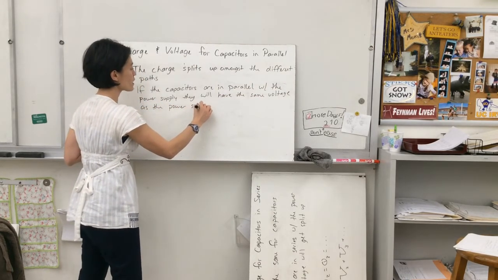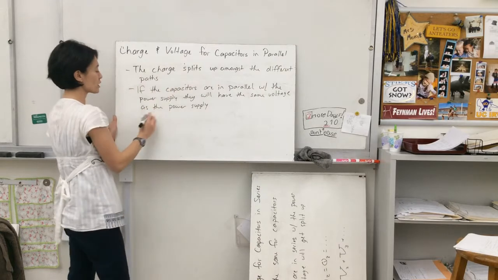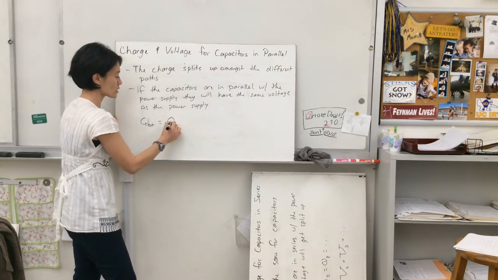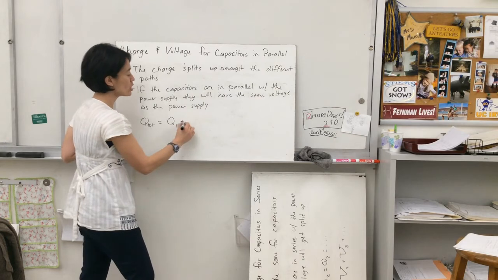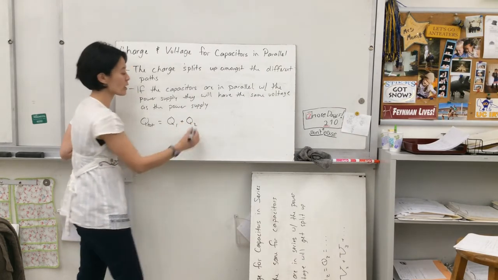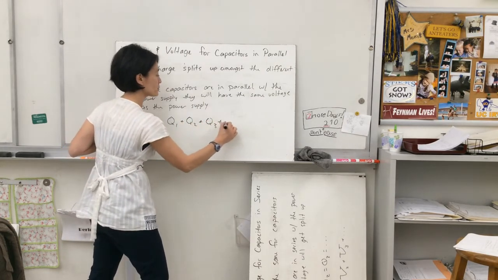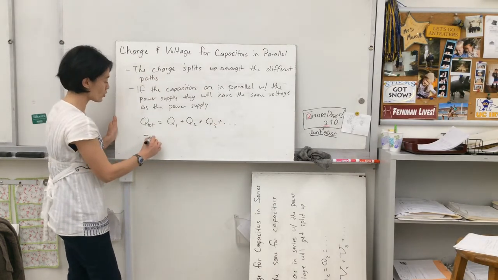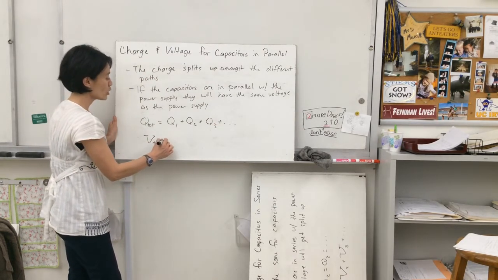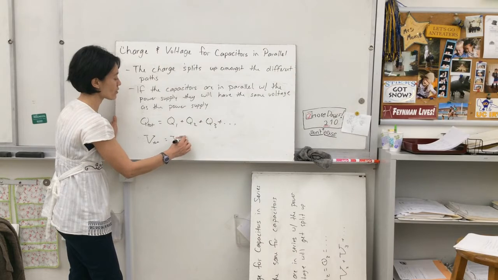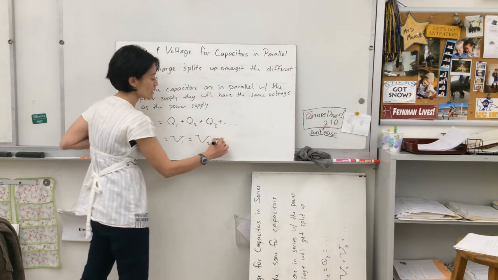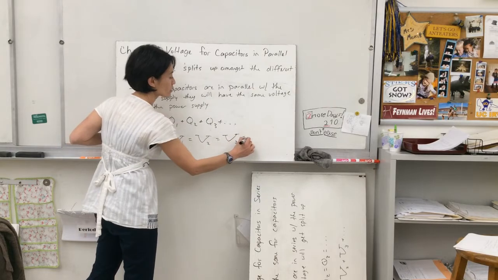So in terms of the equation, the charge is going to split up, so my total charge is going to equal the charge that gets deposited on the first capacitor, plus the charge that gets deposited on the second capacitor, plus etc. And then my relationship for voltage is that my total voltage that I have from my power supply would be the same voltage that I have on the first capacitor, and it's going to be the same voltage that I have on the second capacitor, and on the third capacitor, etc.